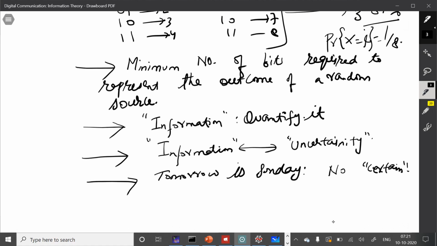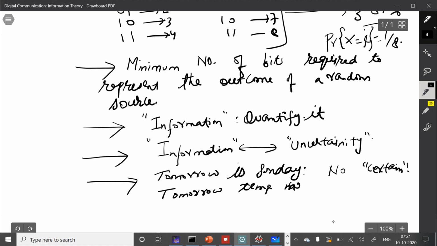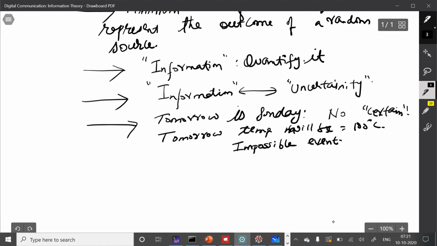Okay. Similarly, suppose I say that tomorrow's temperature will be, say, 100 degrees Celsius, right? Again, you will be heavily surprised. So there are two states here. This is an impossible event. In one sense, you will be highly surprised, right? Highly.